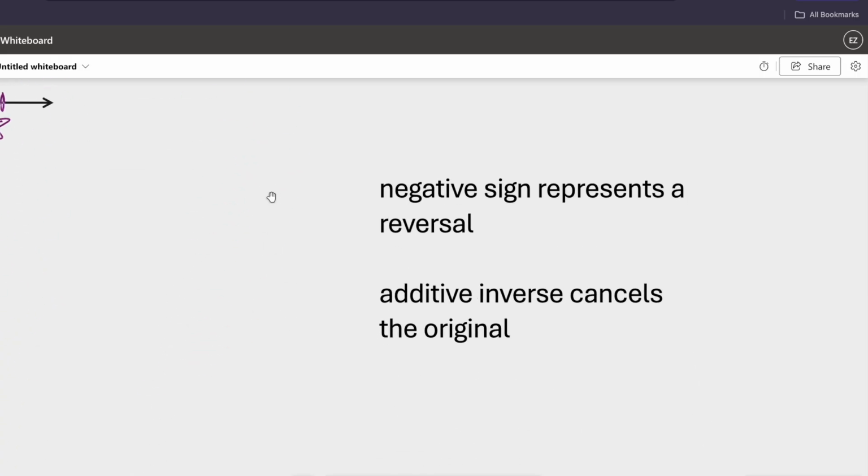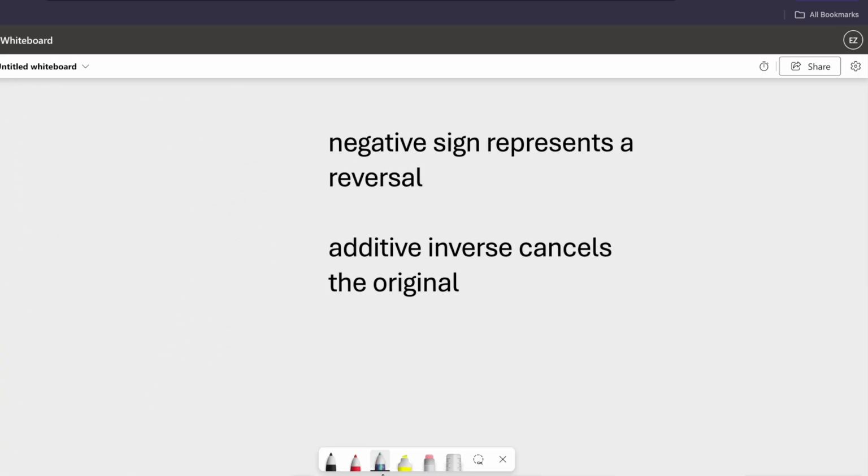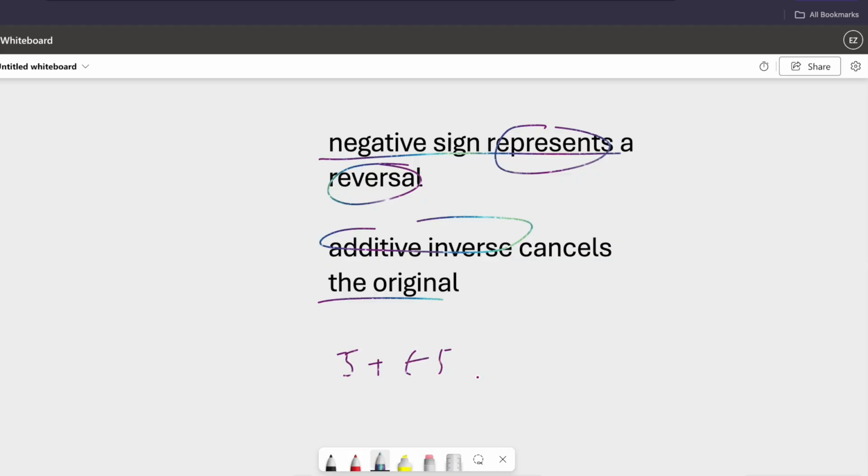We can think of the negative sign as representing reversal, and the additive inverse cancels the original. One example is 5 plus minus 5, which gives 0. Normally, a minus sign represents reversal, and a positive sign means maintain the same.